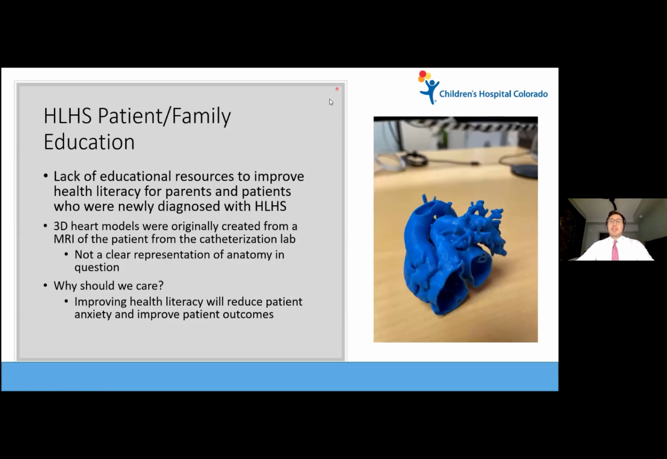The main gap we were trying to tackle was HLHS patient and family education. Overall, there is a lack of educational resources to improve the health literacy for parents and patients who are newly diagnosed with HLHS. Normally, the resources that the single ventricle clinic had were 3D heart models that were created from an MRI of the patient from the cath lab that they had there.